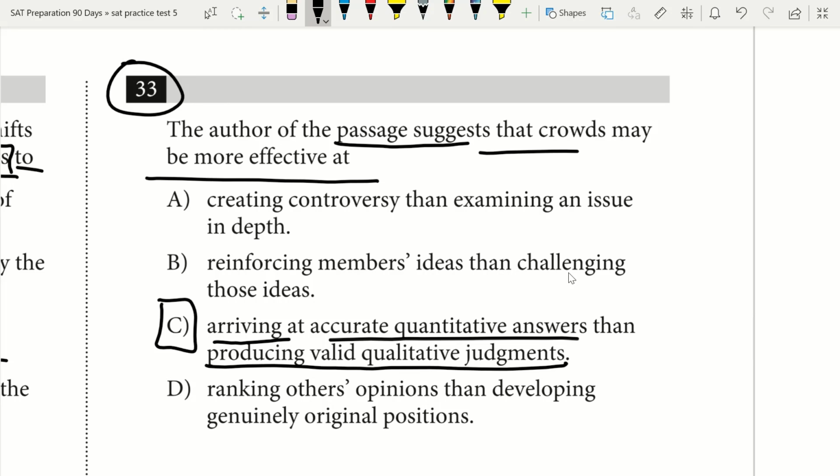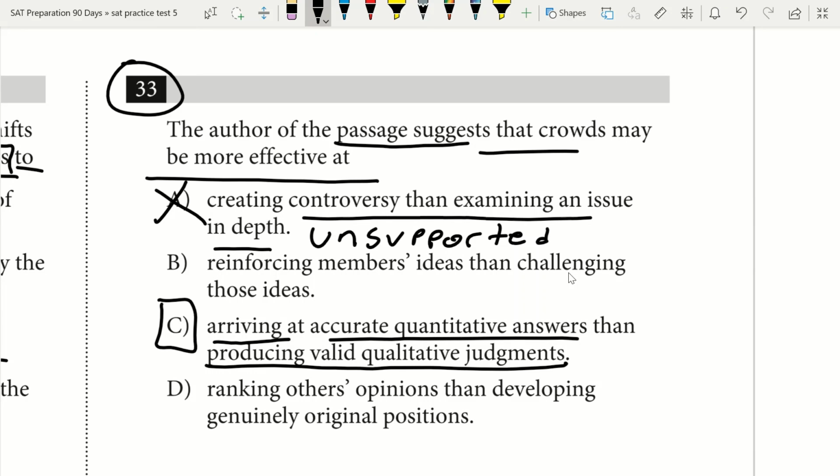Now, I also want to go through A, B, and D and tell you why those ones are wrong real quick. For A, B, and D, all three of these, they're all wrong for the same reason in this case, and that's that the author never makes these claims, right? He never says that creating controversy or that crowds may be more effective at creating controversy than examining an issue in depth. He never says that, therefore it's unsupported and wrong. Any answer choice that can't be supported by the text is wrong.